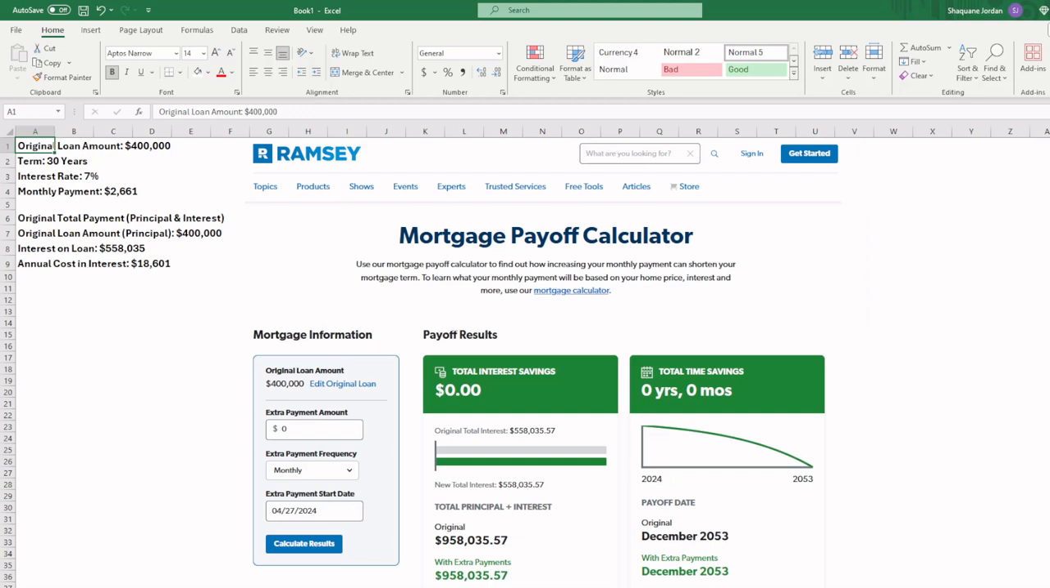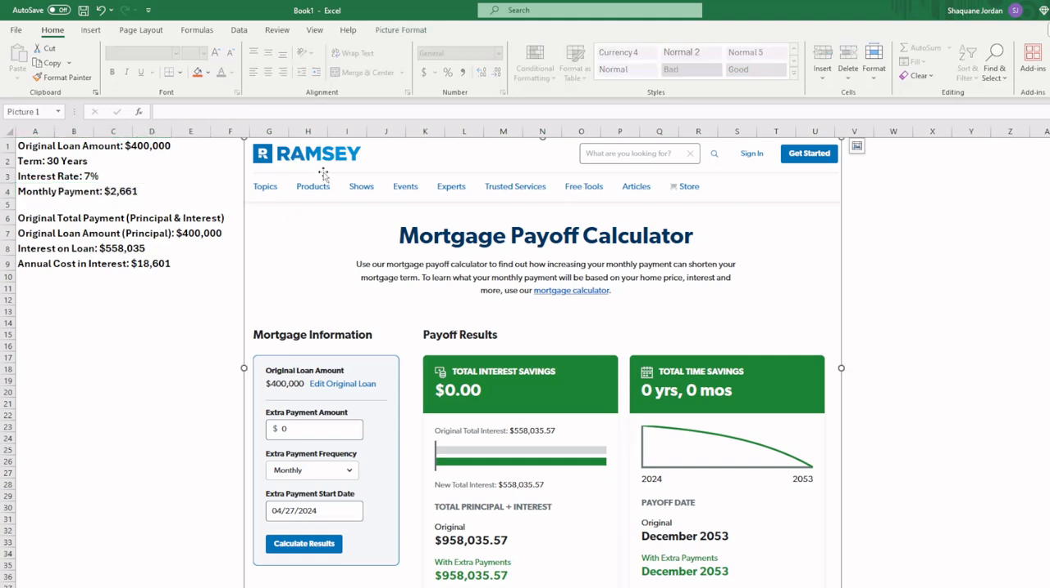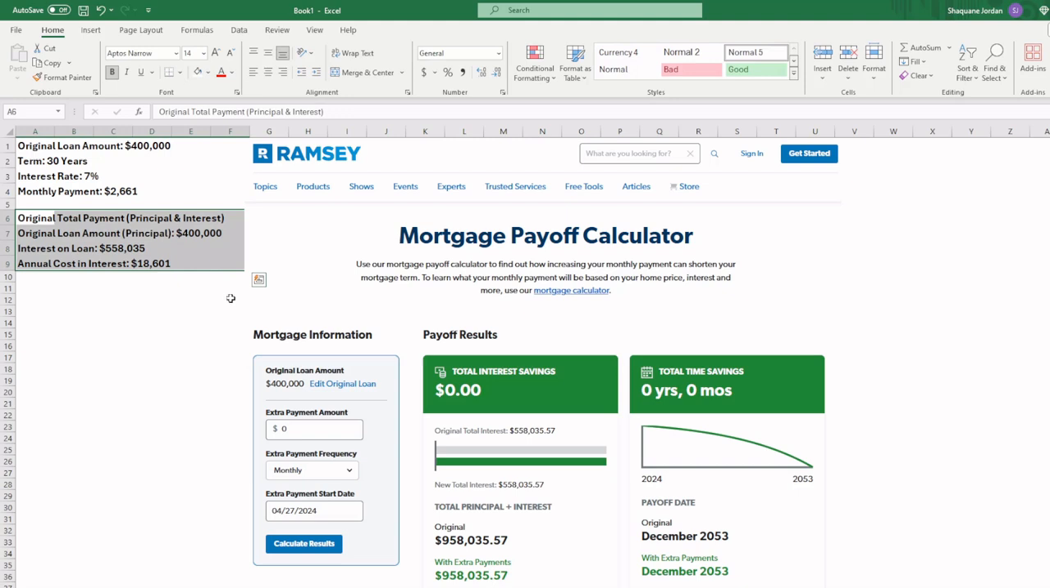So using the same exact example that we did earlier, over here in the upper left, you'll see the original loan amount, $400,000. This is a 30-year term with a 7% interest rate. The monthly payment of $2,661. This is actually a screenshot from the Ramsey Mortgage Payoff Calculator. Over here, I've copied down the important information that we want from this calculator.